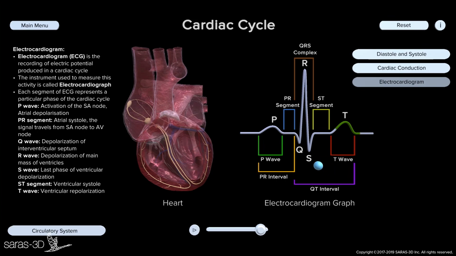Coming to the last segment, the ST segment connects the QRS with the T wave and represents the electrical recovery of the ventricles. Finally, coming to the QT interval, it represents the time during which the ventricles are stimulated and recovered after the stimulation.